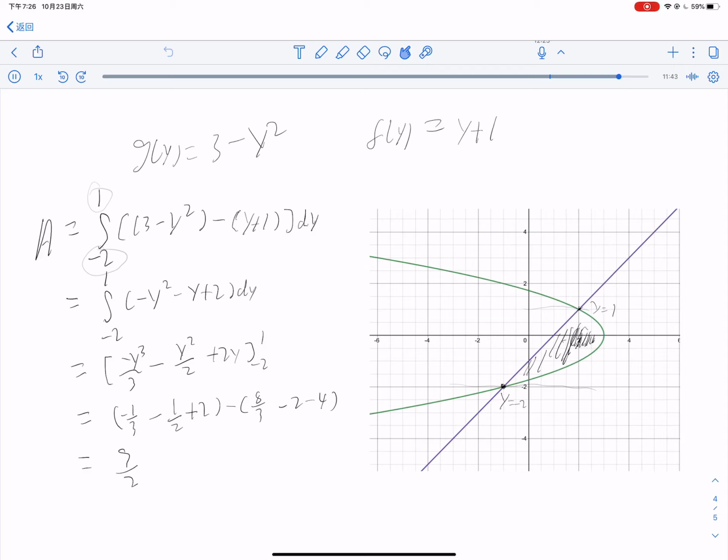So in terms of y, just be careful that it's bounded horizontally for the two horizontal lines. So you use the y-axis value to do this integration, and also you use the function on the right minus the function on the left, but it's still the same formula as the previous ones.